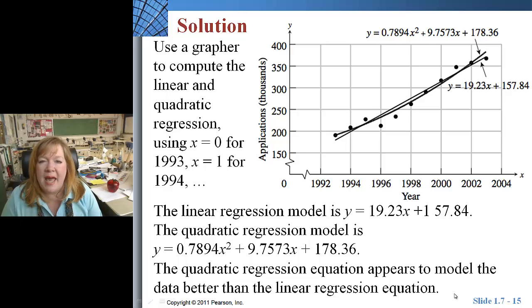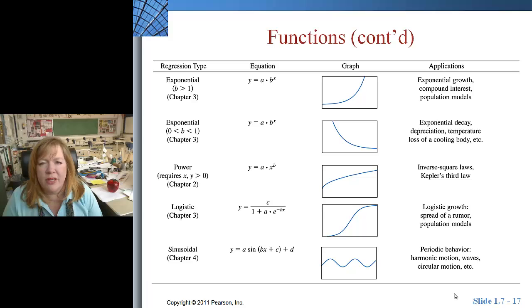Okay, now in the back of your sheet, I put all the functions, and I will talk about this a little bit in class about how they're all applied to different things. I think it's a good thing to have. It's a good reference for you to have.